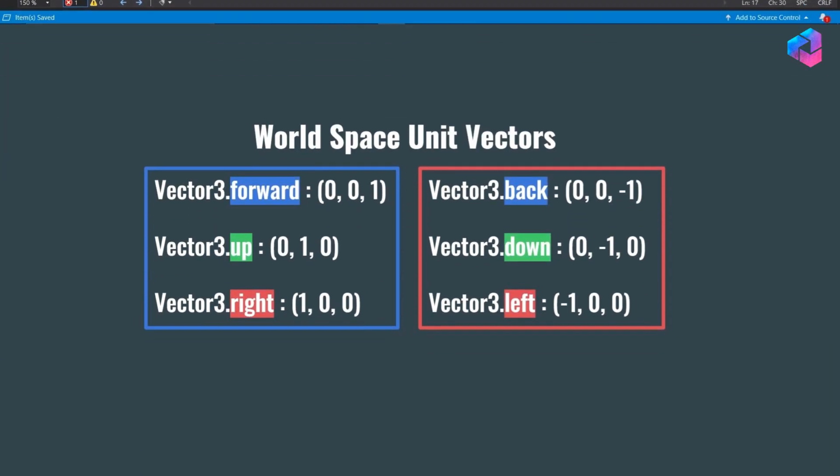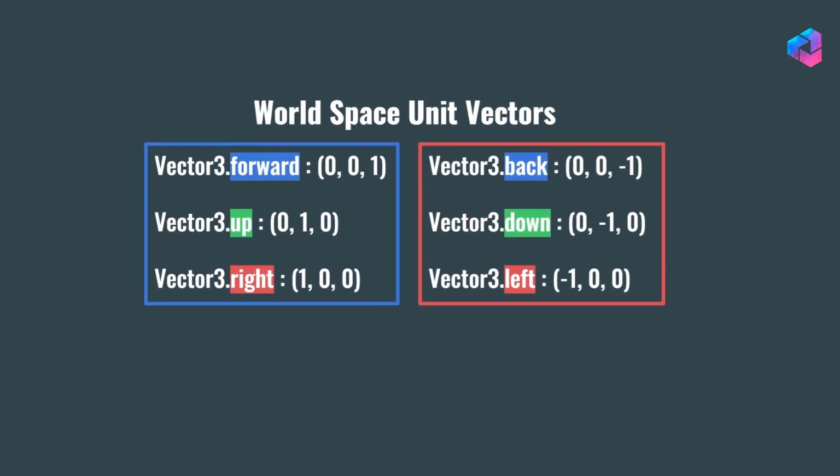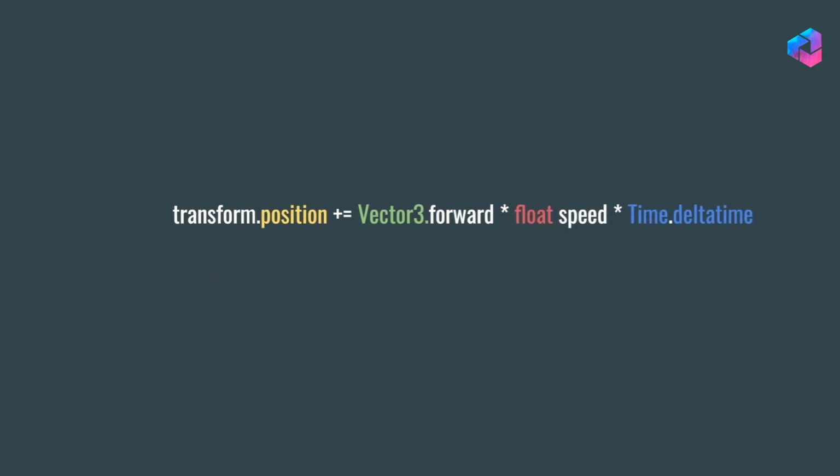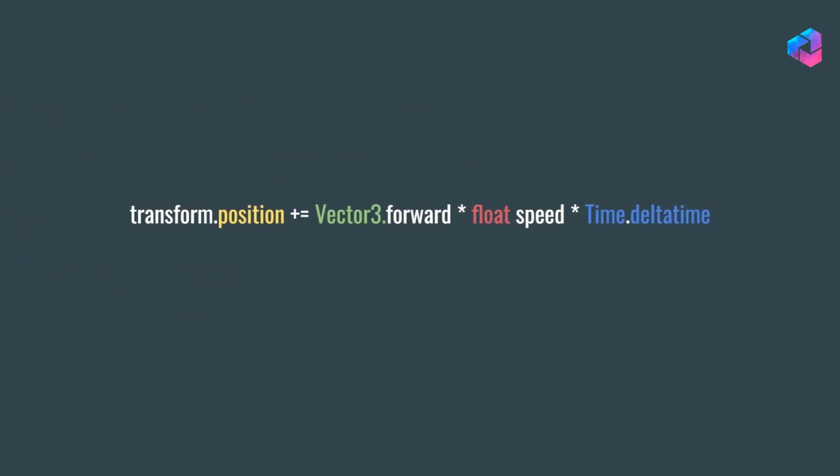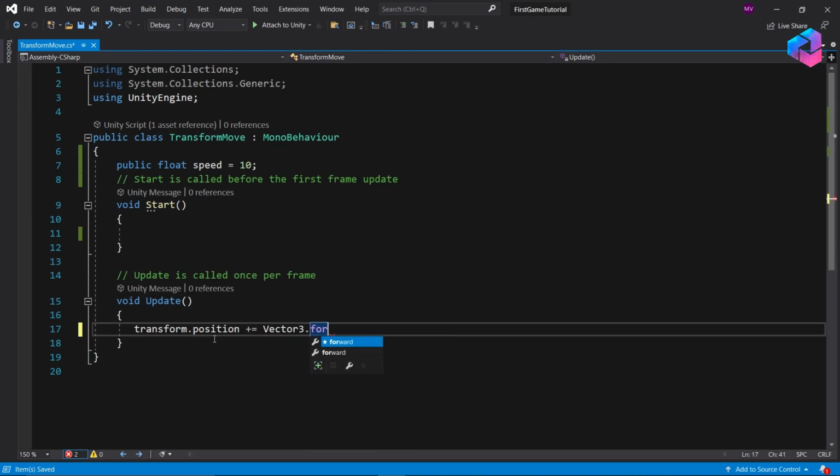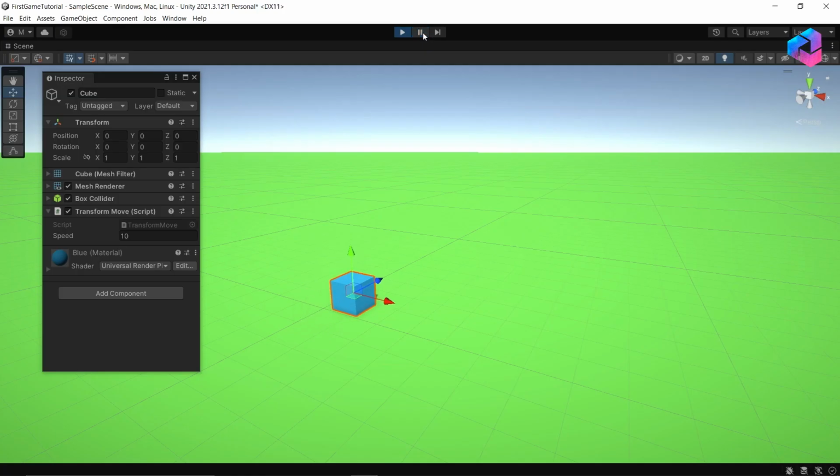Now we need to tell the game object which direction we want to move in every frame. We're going to do that by using a unit vector, and Unity already has some built-in ones that we can use. Now that we have a direction, we're simply going to multiply that direction by some numerical value, and that'll be our speed of the game object, and then we're going to multiply that by Time.deltaTime. If we run this now, we can see the game object is moving in the forward direction, based on the speed we gave it.